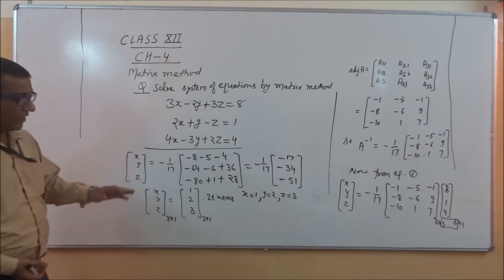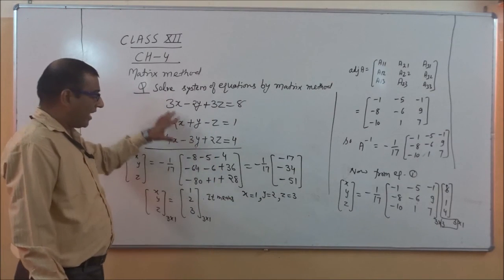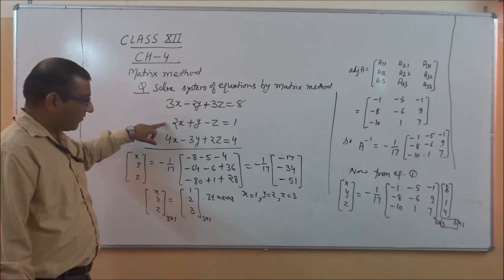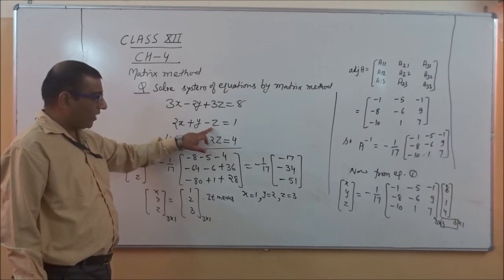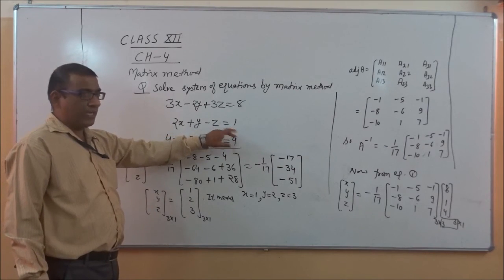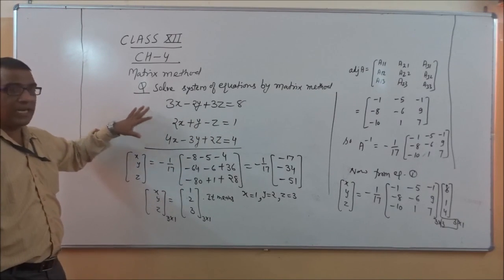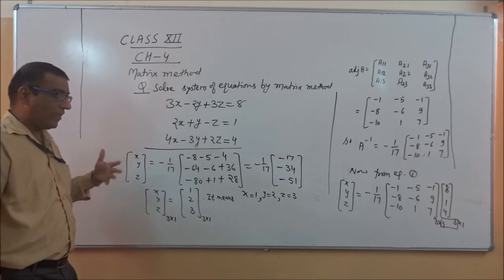And if you want to check whether our answer is correct or not, put the value of x, y, z in any one of the equations. For example, if we put the value of x, y, z in the second equation, what will we get? 2 into 1 is 2, plus 2 is 4, 4 minus 3 is 1, and 1 equals 1. It means if we put the value of x, y, z in any one of the equations, we will get LHS equals RHS, so verification, or cross checking, is also possible.